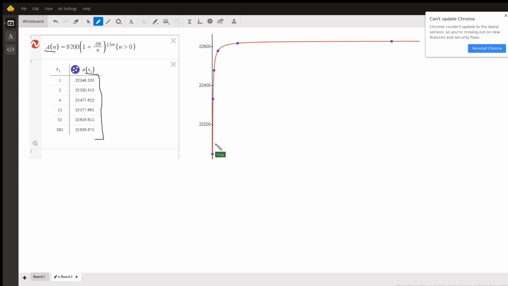And over here you can see the graph of this function and the 6 points at which we've calculated the amount left after a given number of years.